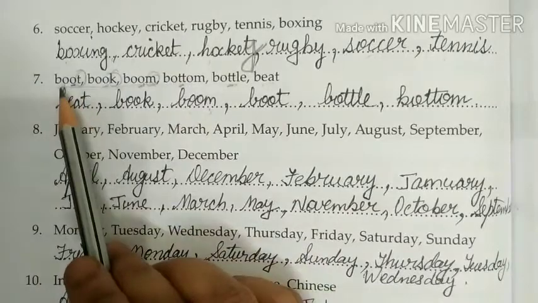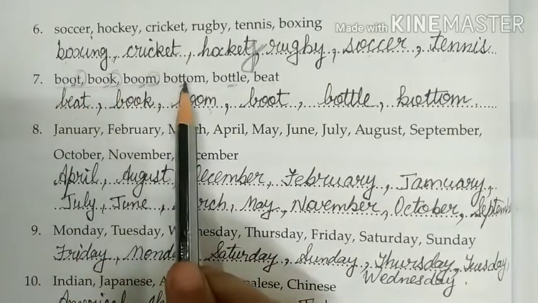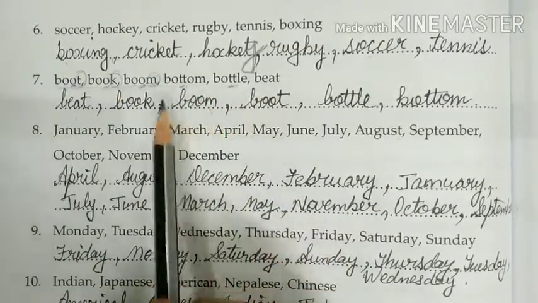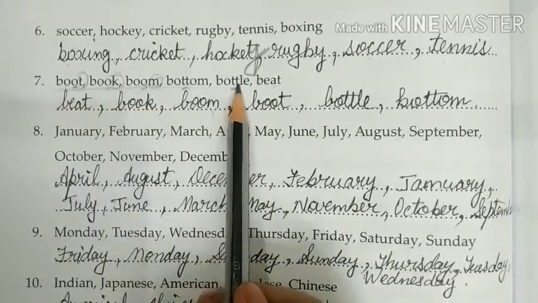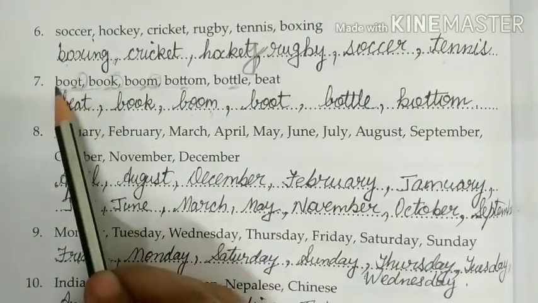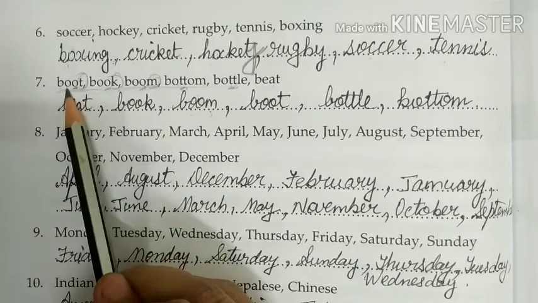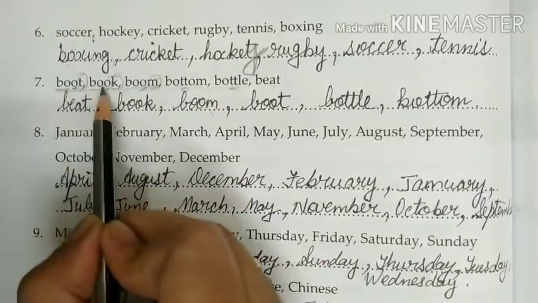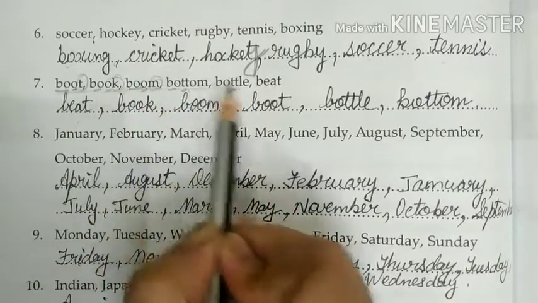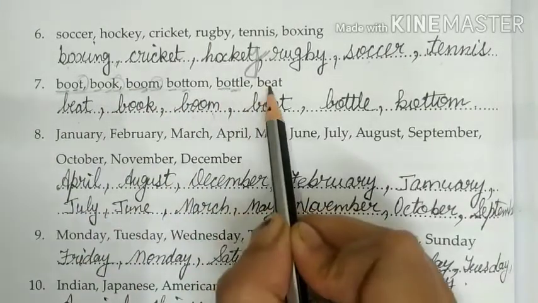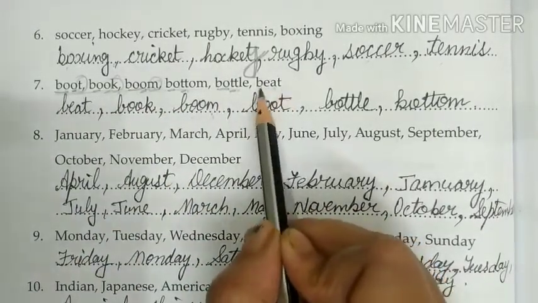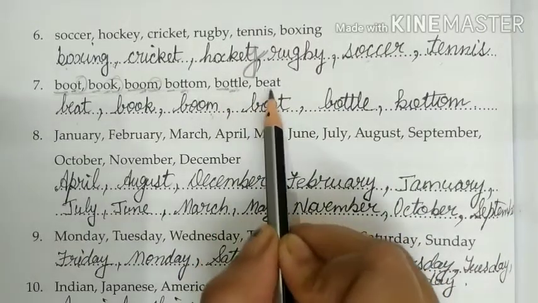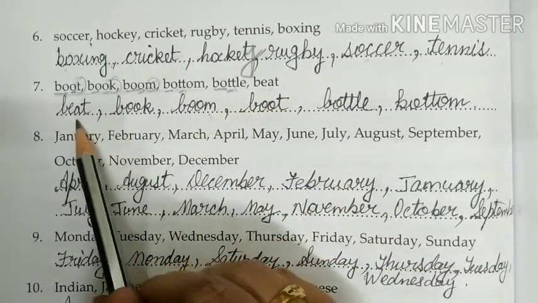Seventh one: boot, book, boom, bottom, bottle, beat. Now see, the first five words have the same first letter, and the second letter as well, B-O, B-O, B-O, B-O, B-O, okay, and this word has B-E, so E comes before O, okay, so the first word will be beat, okay.